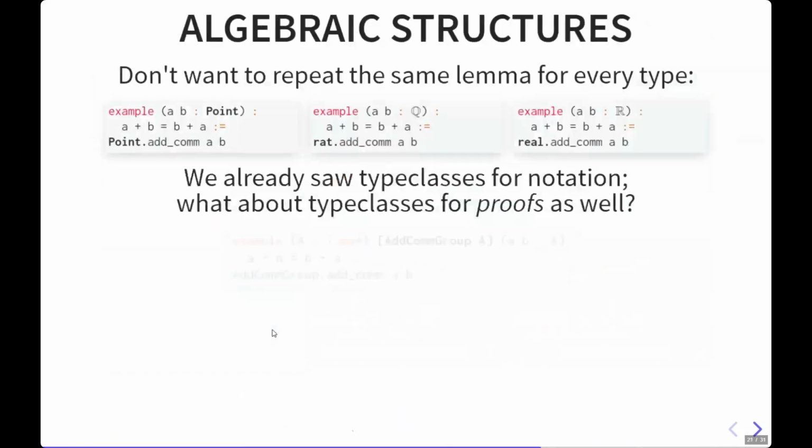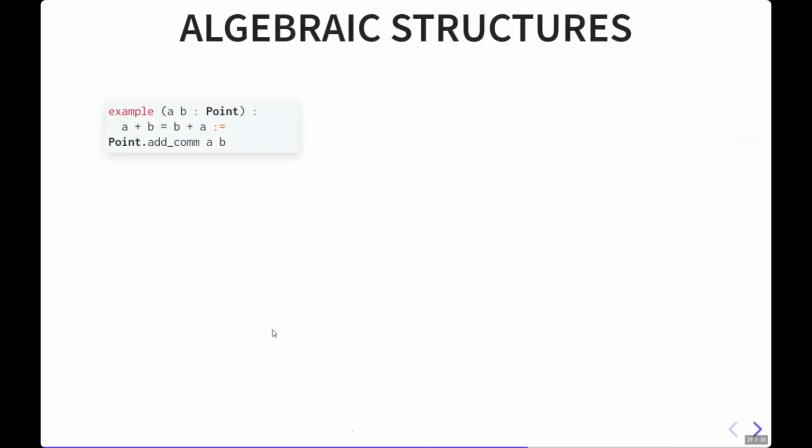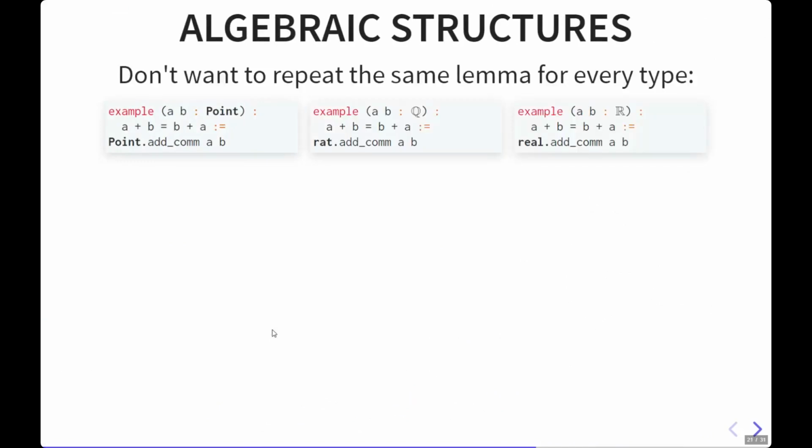That has done something weird because I jumped slides. Okay. Right. Now I'm going to look at algebraic structures. So earlier, we proved that addition on points was commutative. And Lean also knows that addition on, oh, this unfortunately seems to be Lean 3 code I've written here. Sorry about that. We've proved that Lean knows that rational numbers have commutative addition and that real numbers have commutative addition. And you really don't want to write this lemma over and over again, because then any lemmas that use it have to be written over and over again, and the library doesn't scale at all.